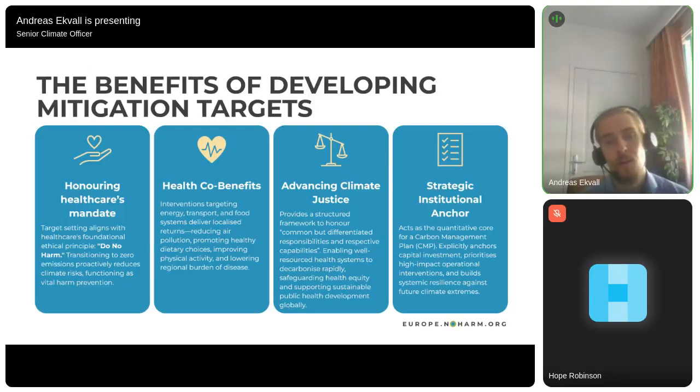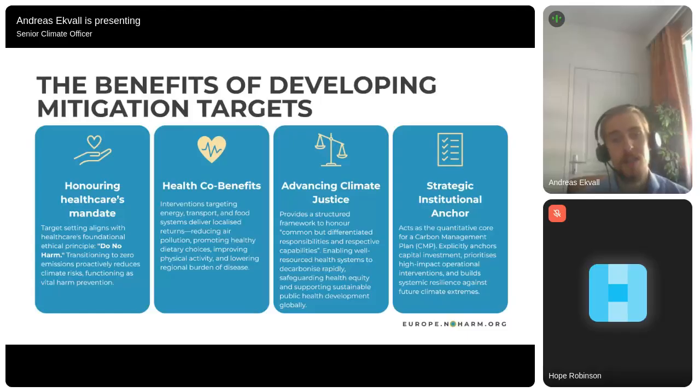Second, we unlock powerful healthcare benefits. Interventions targeting energy, transport, and food systems deliver immediate and localized returns. These include reducing air pollution, promoting healthy diets, improving physical activity, and ultimately lowering the burden of disease.